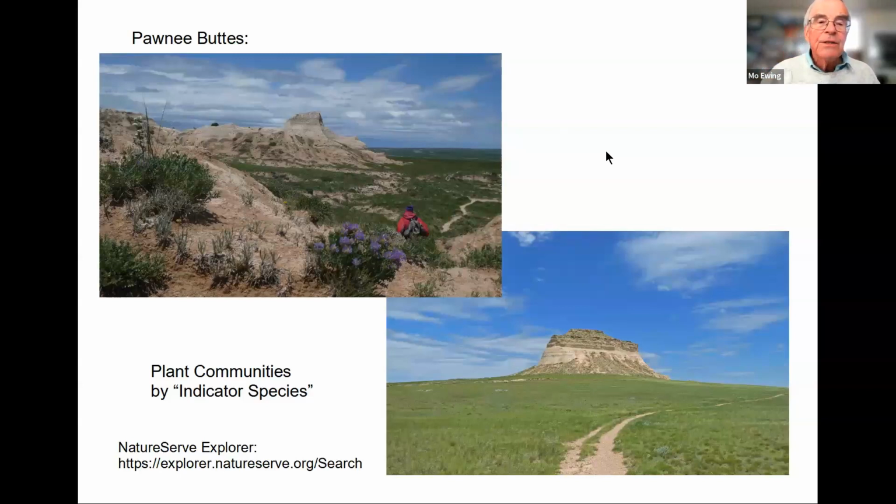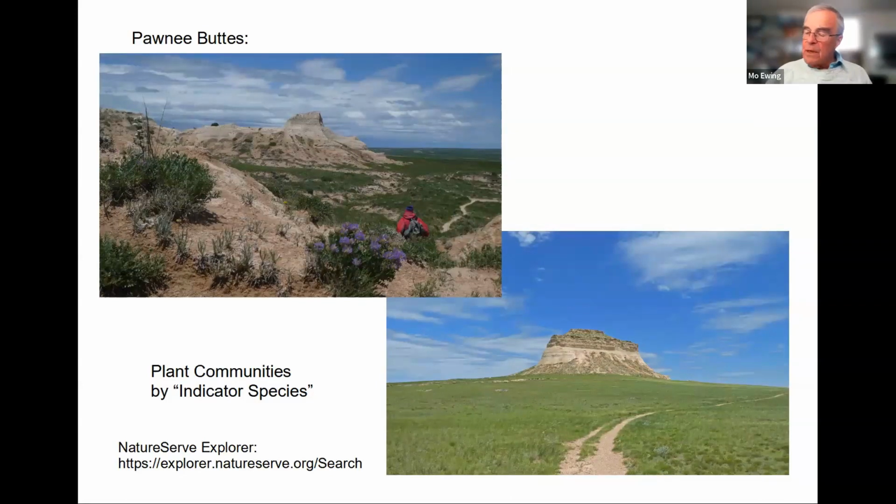One of my favorite places is Pawnee Buttes, which is northeast of Denver, about 2 hours and 20 minutes out I-76 in the Pawnee National Grasslands. I'd like to stop here for just a second and talk about plant communities. Plant ecologists like to identify communities of plants that reoccur over and over again, and they call these plant communities.